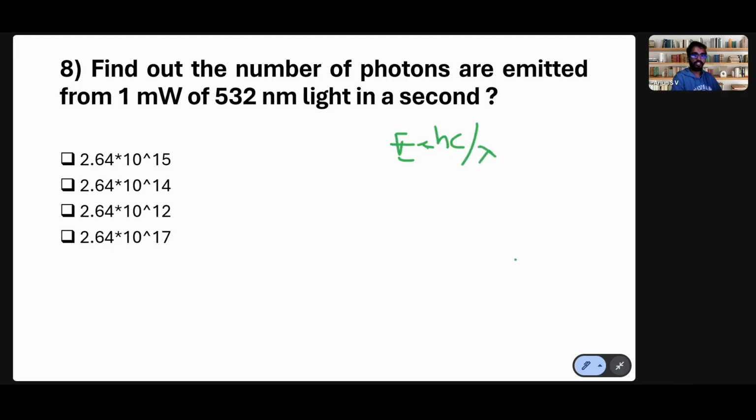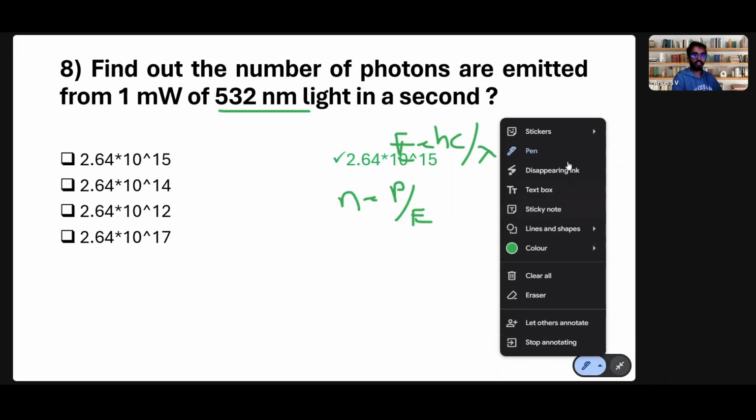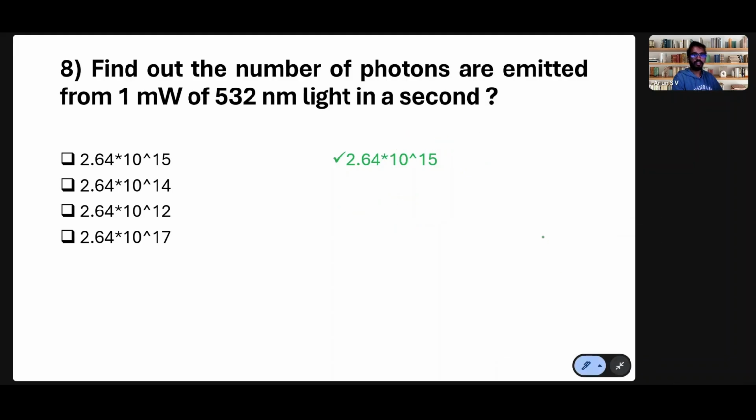We use this formula: E is equal to hc by lambda. We already know h, we already know c, and we already know lambda, which is given by 532 nanometers. We substitute this to find the energy, and then we already have the power, which is 1 milliwatt. So the number of photons is basically your power divided by energy. If we do all those calculations, you will get the final answer as 2.64 into 10 to the power 15 photons.